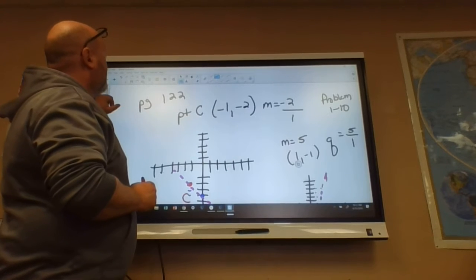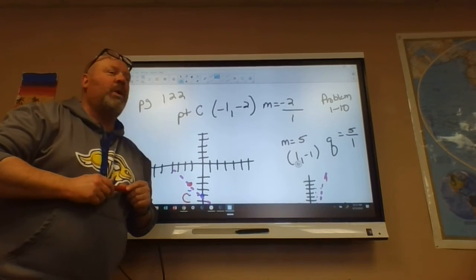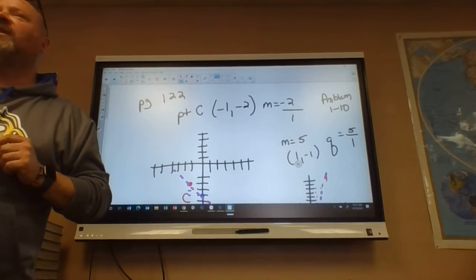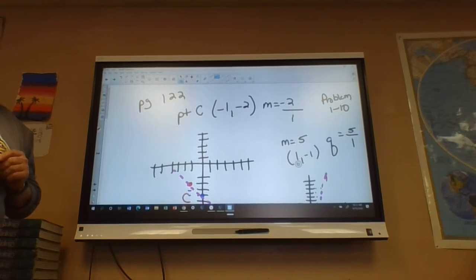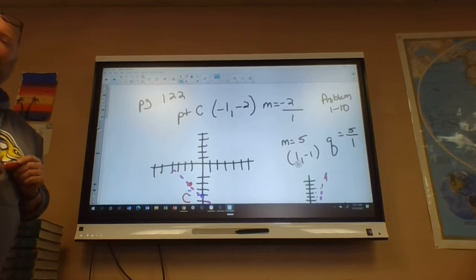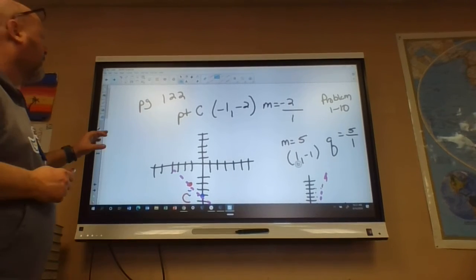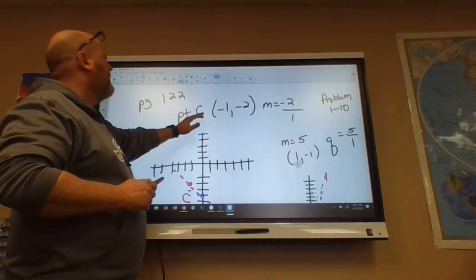Now, on page 122, this is going to be a little bit more difficult because they make it pretty confusing on the assignment. But I'm going to show you how to do it. Okay? They give you a point C.